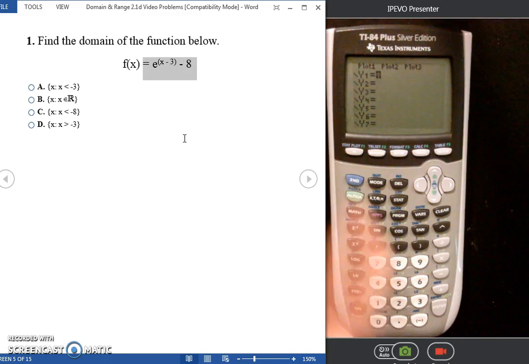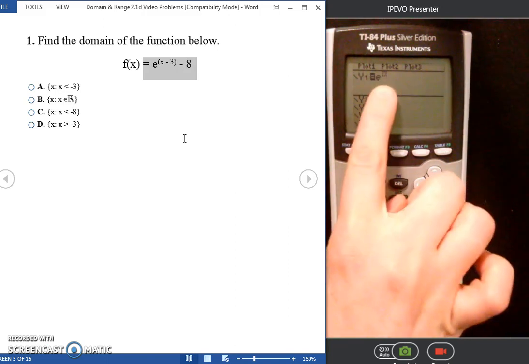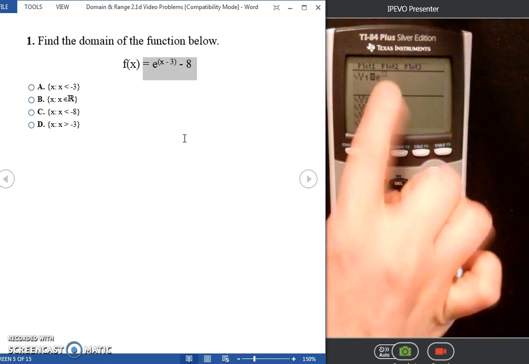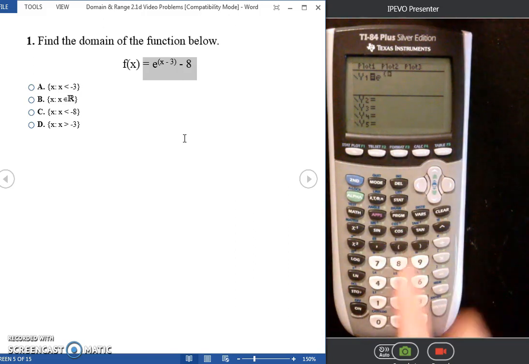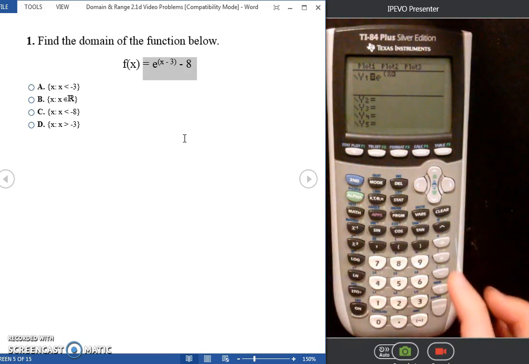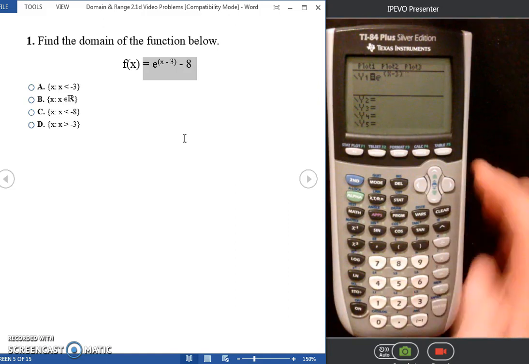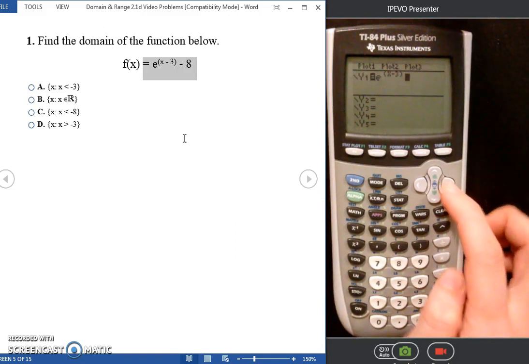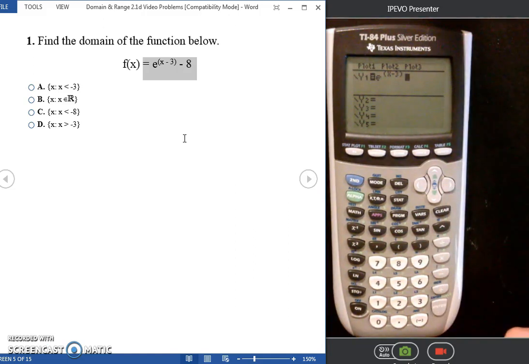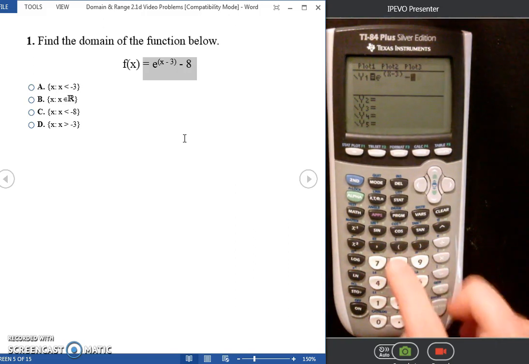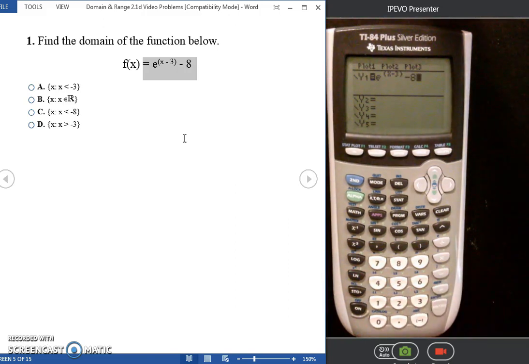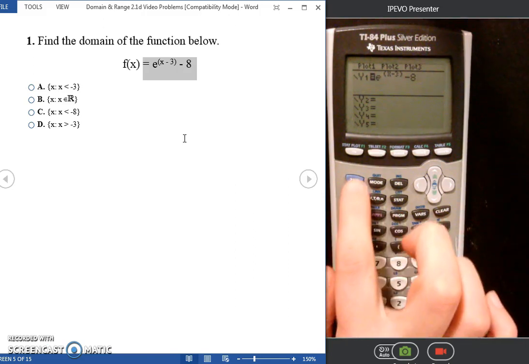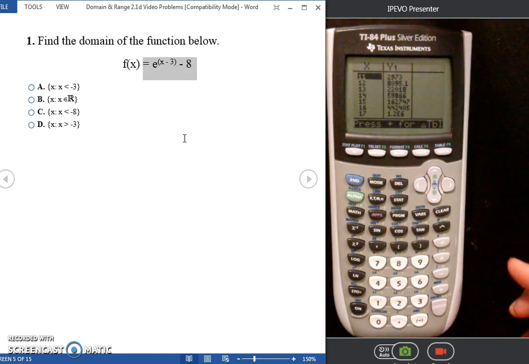So I'm going to press second ln, and that gets me my e with the exponent. And in that exponent, I'm going to type parenthesis x minus 3 parenthesis. And then I'm going to over arrow to jump out of the exponent and minus 8. And now it's typed in, so I'm going to go and do second table to look at the tables.